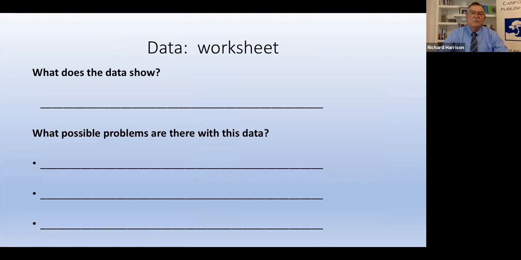So how can we exploit this? What does the data show? What possible problems are there with this data? Again, this can be used for any graph or bar chart or pie chart or whatever.